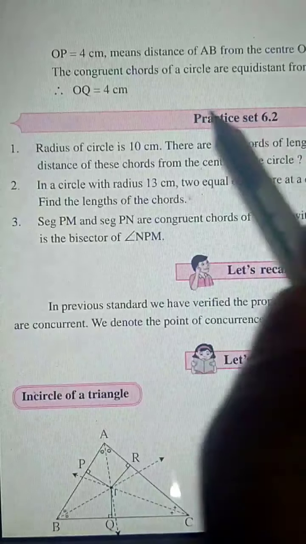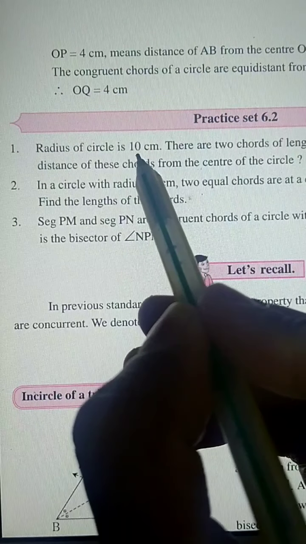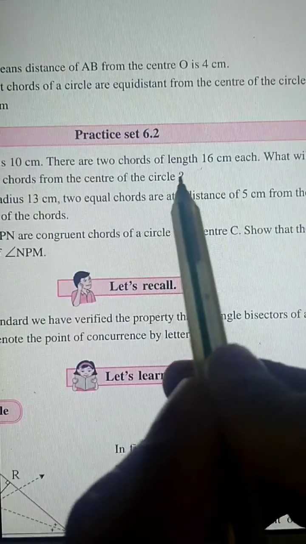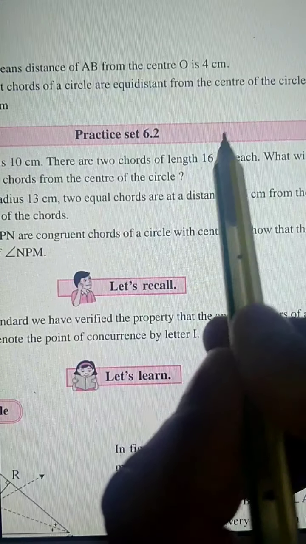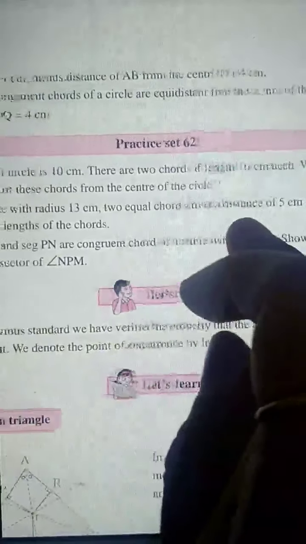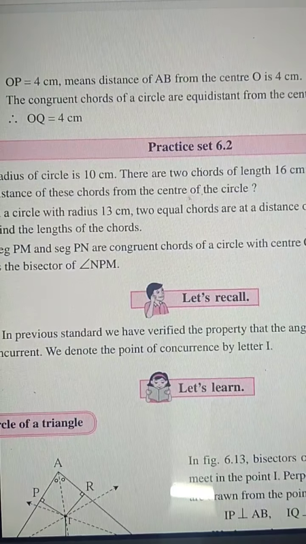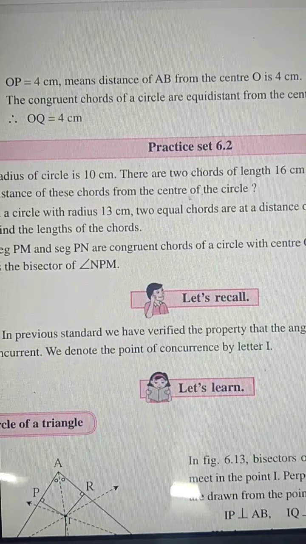So we need a circle. Radius we will show as 10 centimeter. We need two chords. Both the chords are of 16 centimeter. And both the chords' distance from the center of the circle is asked. Okay. So I'll draw the figure and meet you soon.